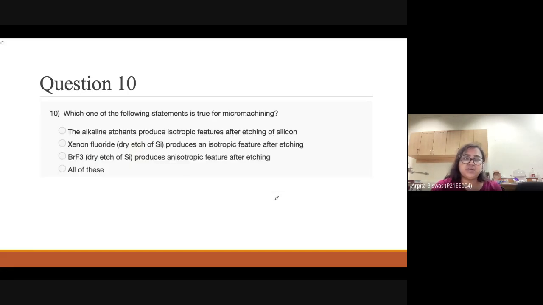So this is question number 10. Which one of the following statements is true for micromachining? First, alkaline agents produce isotropic features after etching of silicon. Second, XeF2 dry etch of Si produces isotropic features after etching. Third, BrF3 dry etch of Si produces anisotropic features after etching. And the fourth one is all of these.